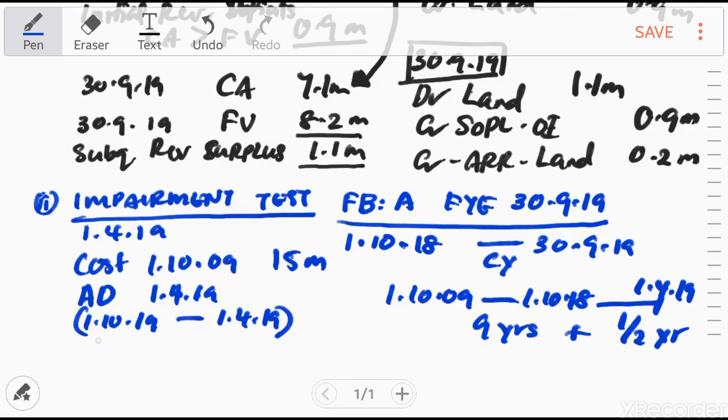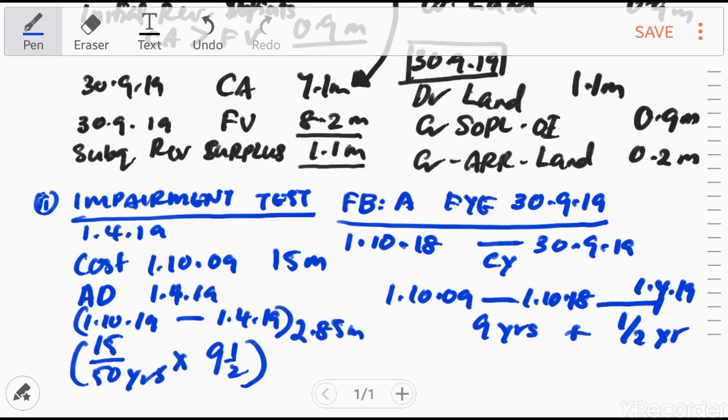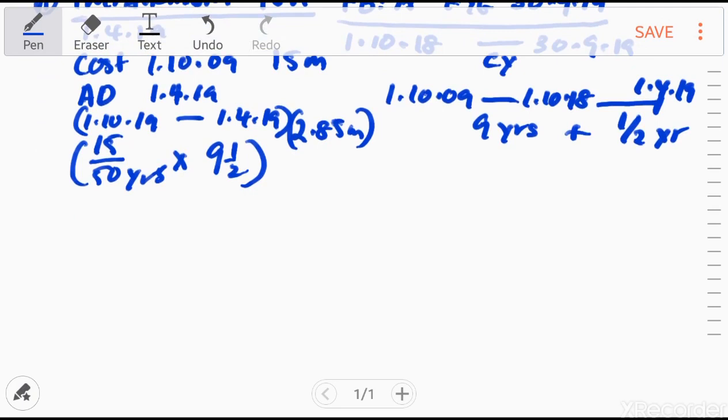So it would be 15 million, no residual value, so I divide by 50 years, because the expected useful life was 50 years. And then I multiply by 9.5 years. And therefore you get 2.85 million. With that, your carrying amount on the impairment date, 1st of April 19, would be 12.15 million.